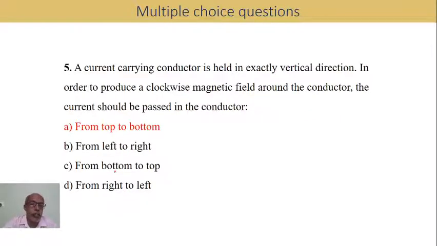And the fifth question. A current carrying conductor is held in exactly vertical position. This is the current carrying conductor. In order to produce a clockwise magnetic field around the conductor, the current should be passed through the conductor. In which direction is it to be passed? That is our question.